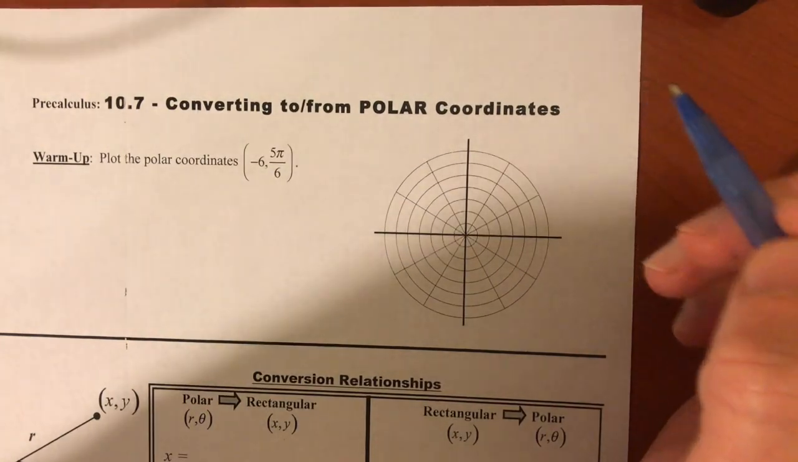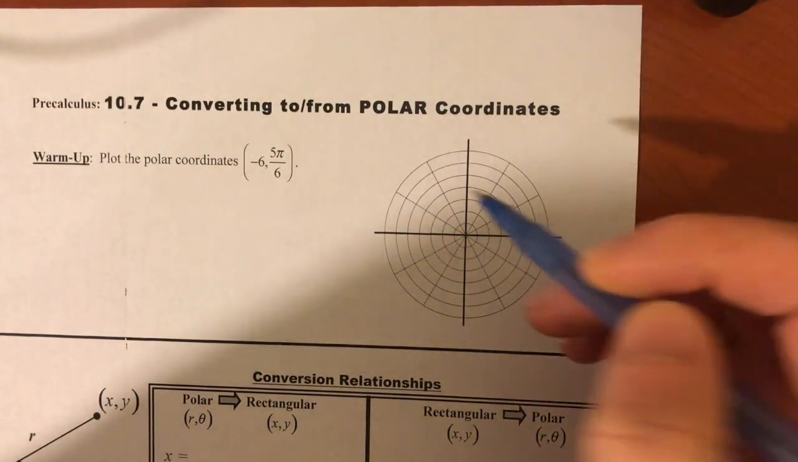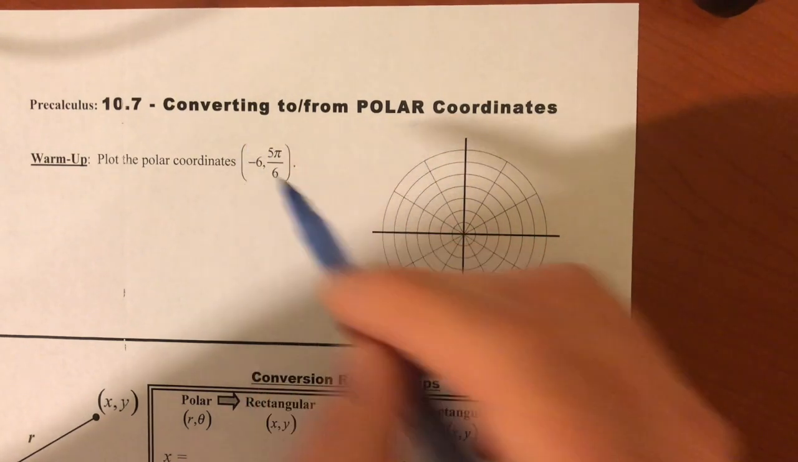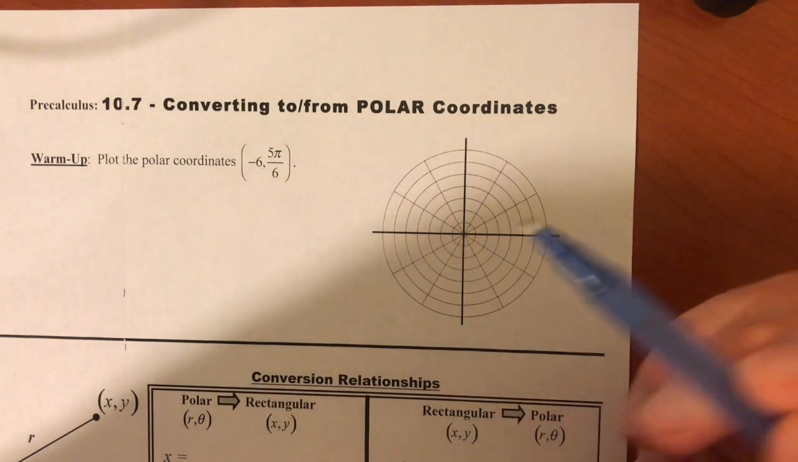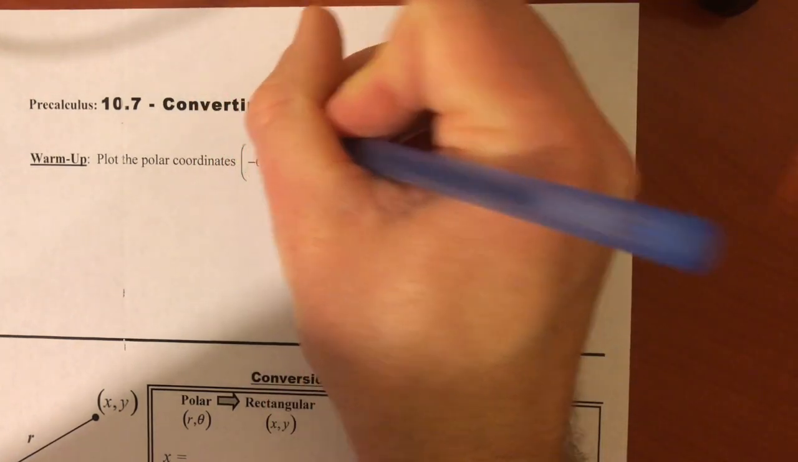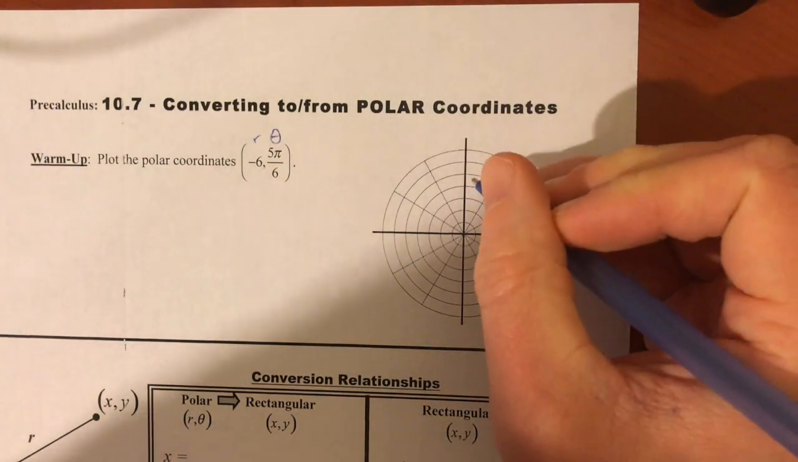Okay, kids, we're going to continue on with the polar fun. And just as a warm-up here, let's plot the coordinates that are in polar form. -6, 5 pi over 6. Remember, this is your r, this is your theta. And there's two ways to think about it.